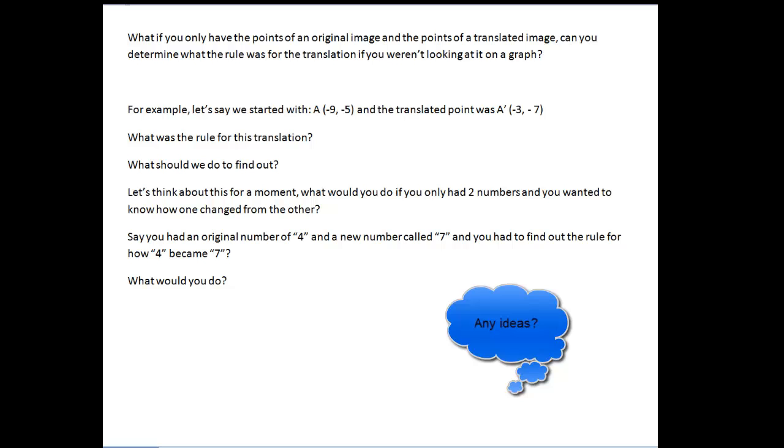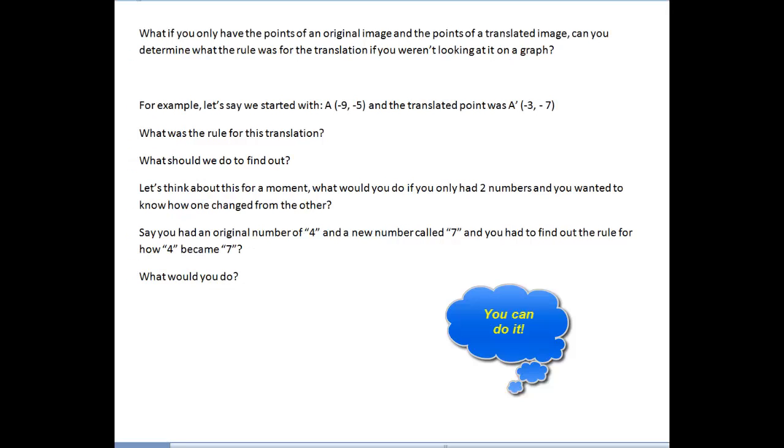For example, let's say we started with point A, negative 9, negative 5, and the translated point was A prime, negative 3, negative 7. What was the rule for this translation? What should we do to find out? Let's think about it for a moment. What would you do if you only had two numbers and you wanted to know how one changed from the other? Say you had an original number of 4 and a new number of 7, and you had to find out the rule for how 4 became 7. What would you do?